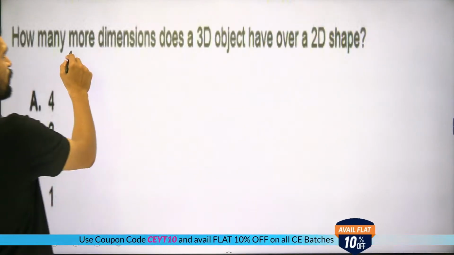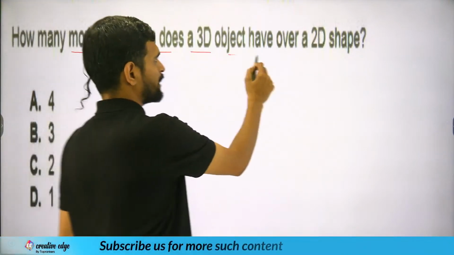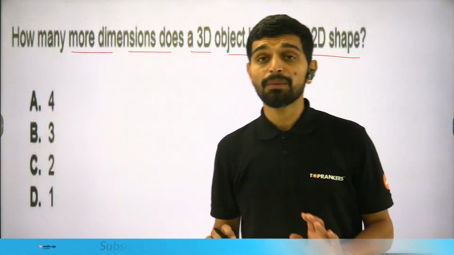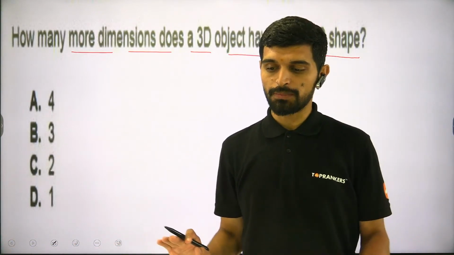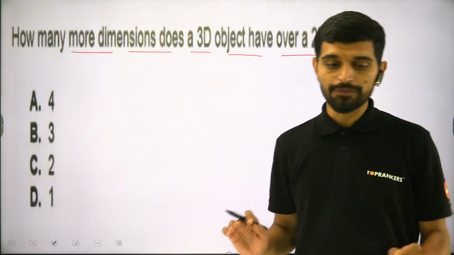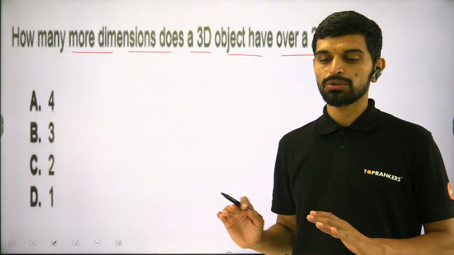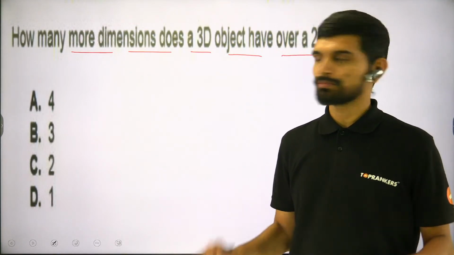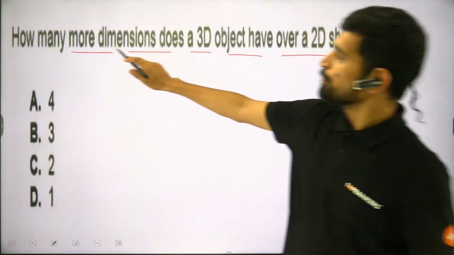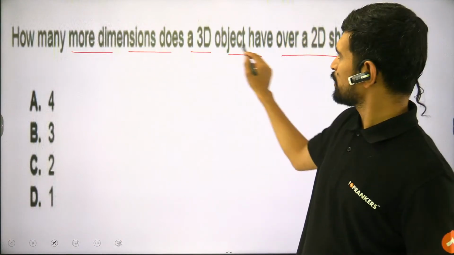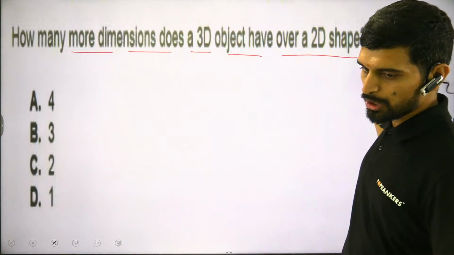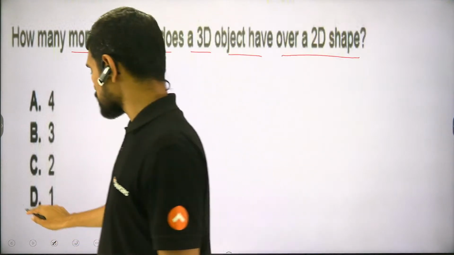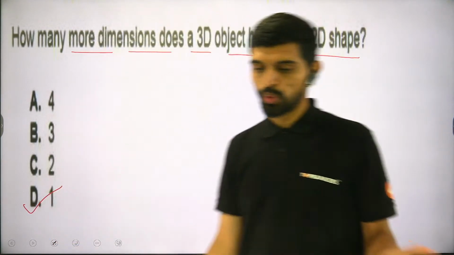How many more dimensions does a 3D object have over a 2D shape? So this is pure word play. If you have carefully read the question, you can easily answer it. How many more dimensions? In a 3D object, there are 3 dimensions. In a 2D object, there are 2 dimensions. So there is one more dimension. That makes my answer option D, that is 1, right?